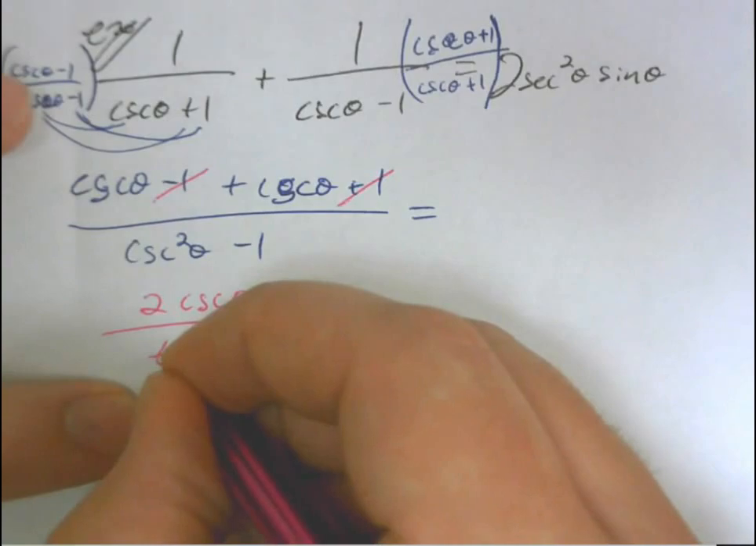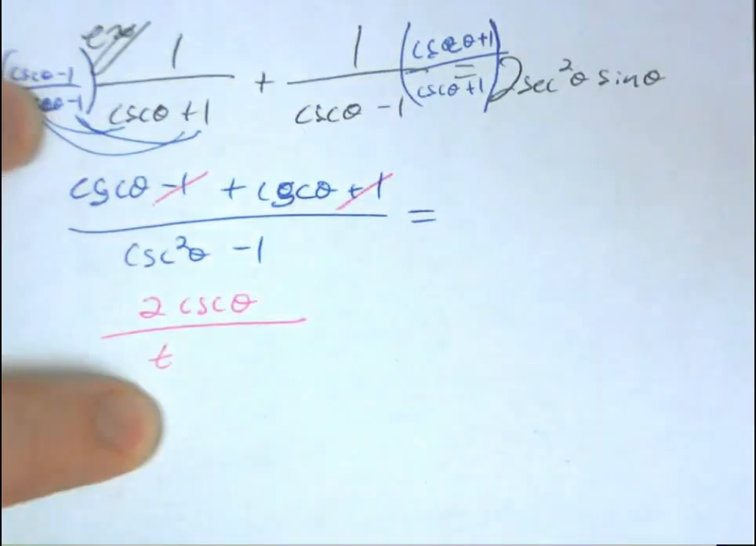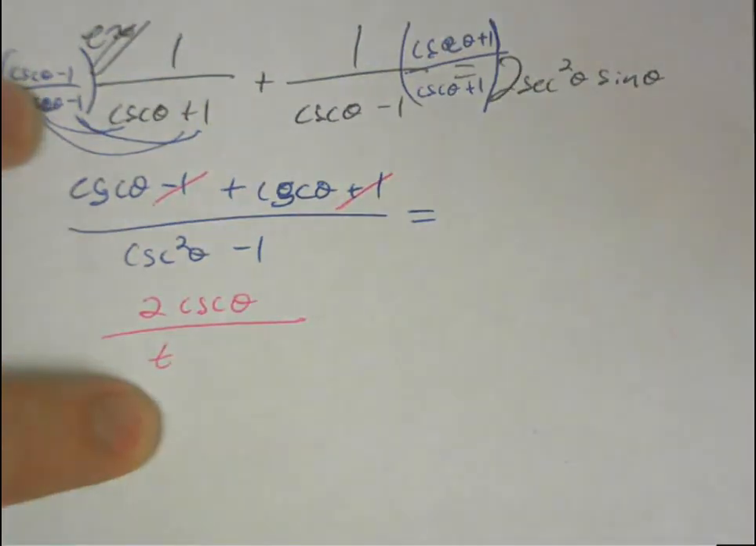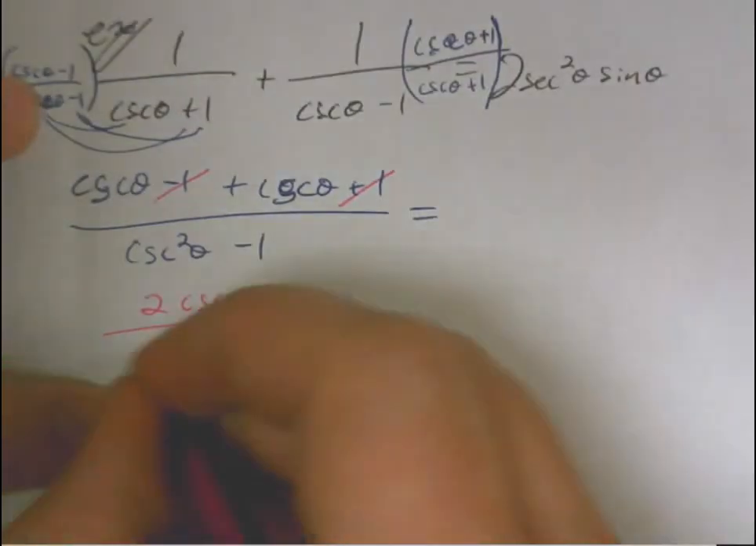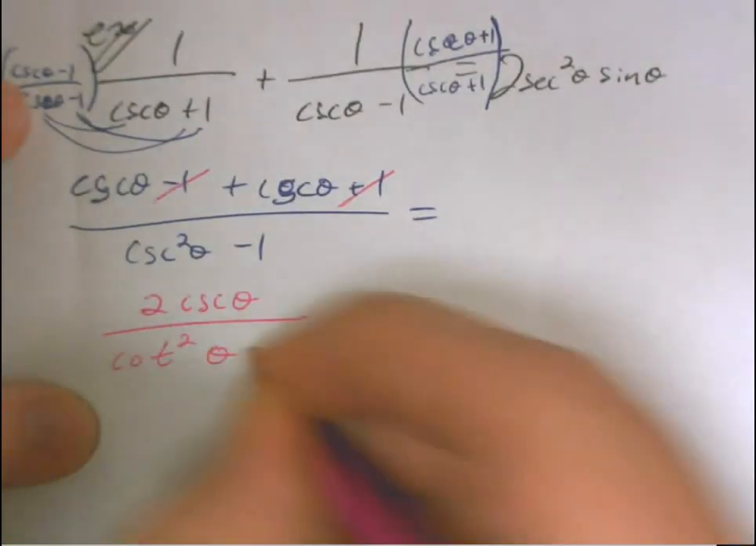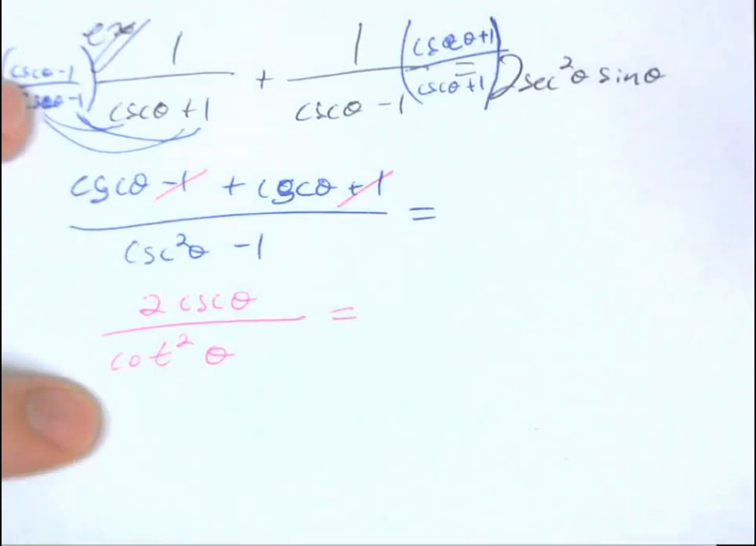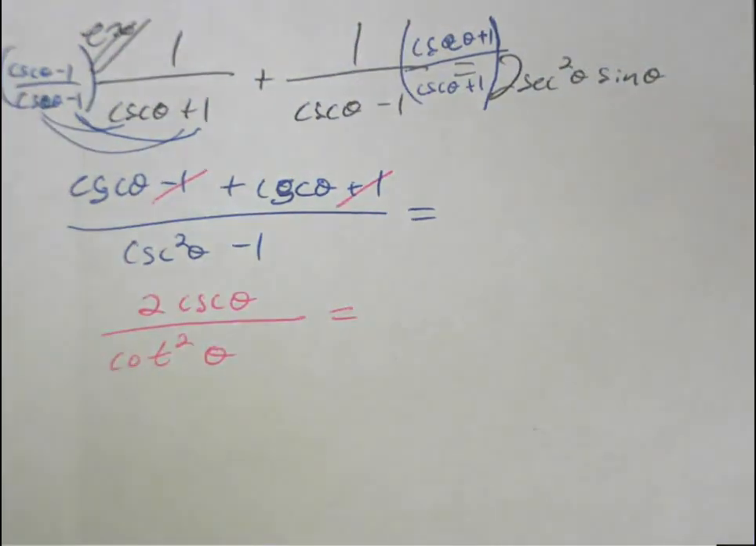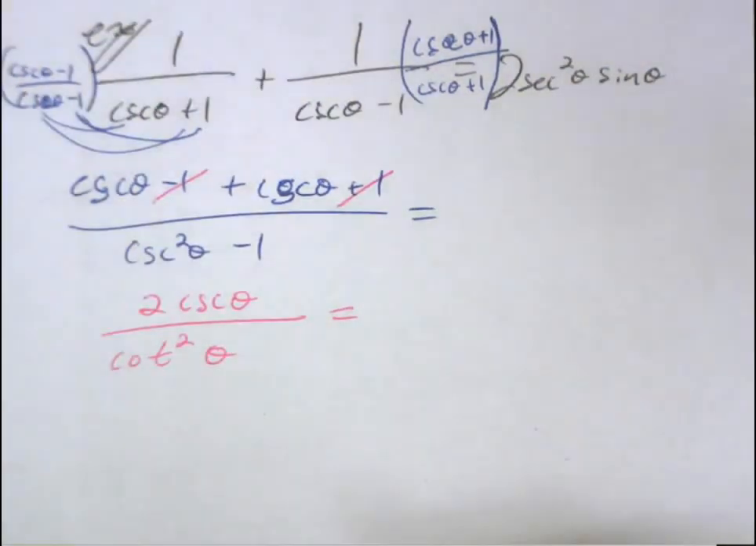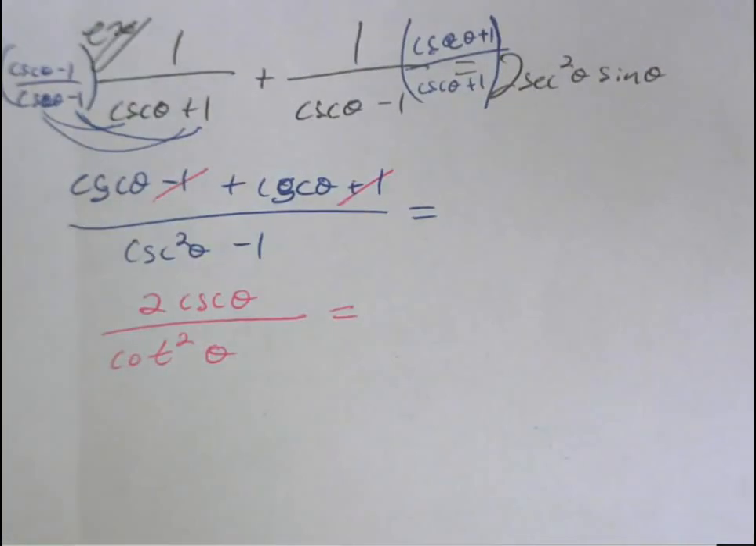No, it's not. It's cotangent squared theta. Yeah, cotangent squared theta. Sorry, I had to think about that way too long. Yay. You're a cheater! Call me a cheater.